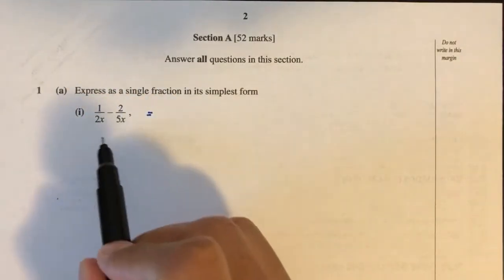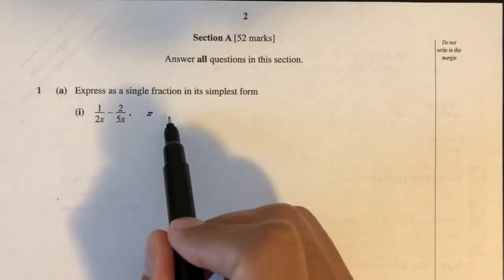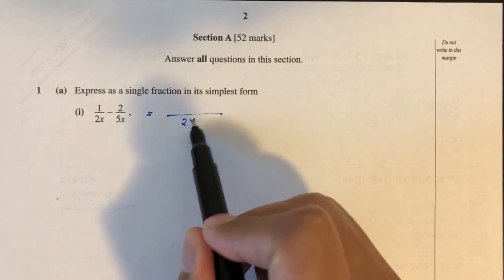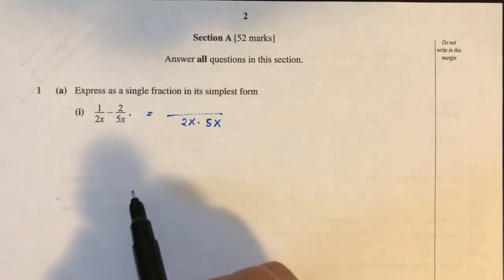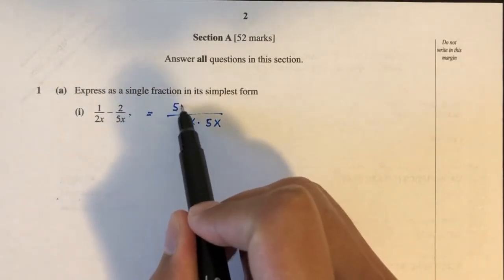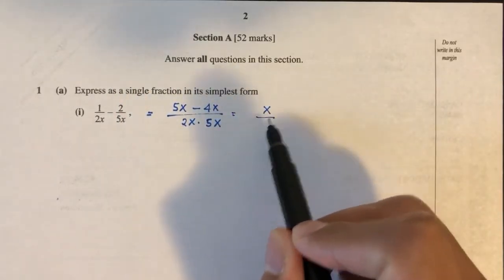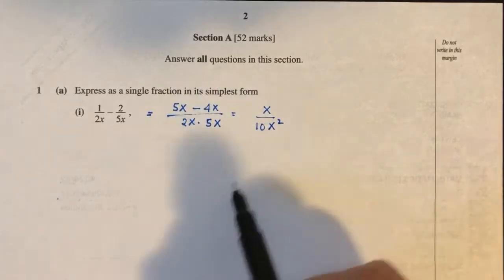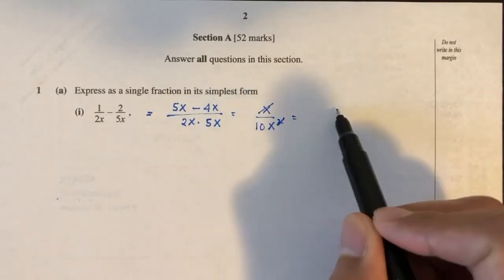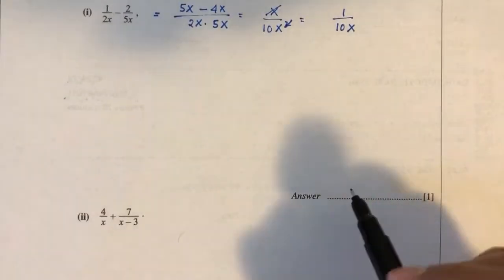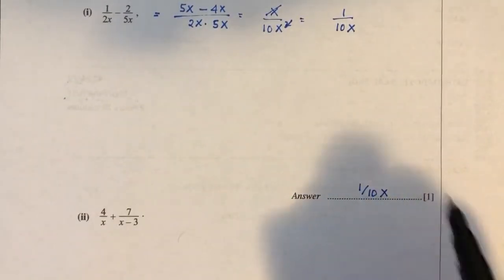So first step, you can see that the bases are different, so we can multiply them with each other. So we have 2x times 5x. Then we cross multiply, we have 5x minus 4x. That will give you x over 10x squared. So cancel, that will be 1 over 10x. So that will be your answer for part A, 1 over 10x.